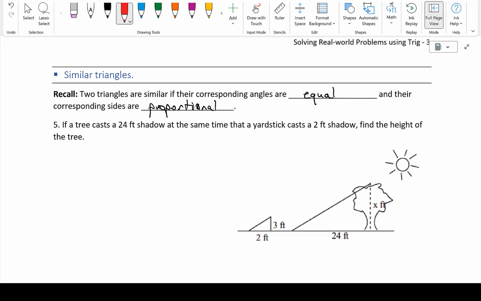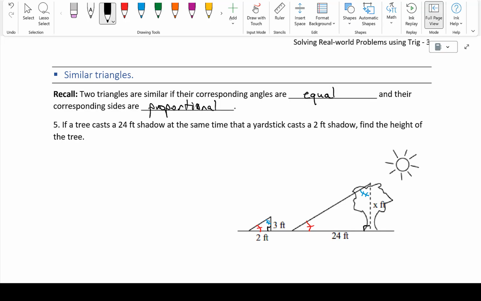Since we are on the ground looking up at the same sun, these angles of elevation in the lower left corners are going to be the same. We also have right triangles. The yardstick and the tree are standing up. And if 2 of those angles are the same, then the third angle has to be the same as well. So we have our similar triangles.